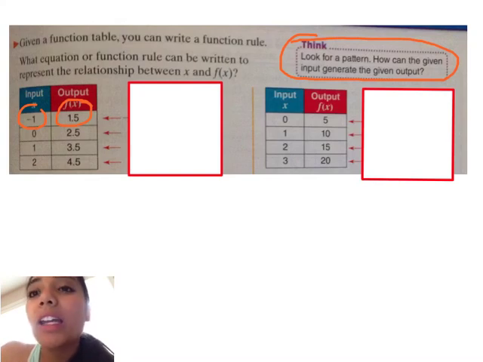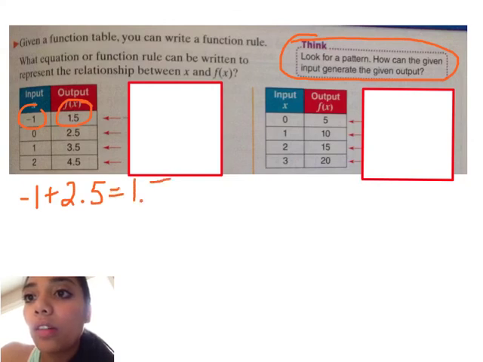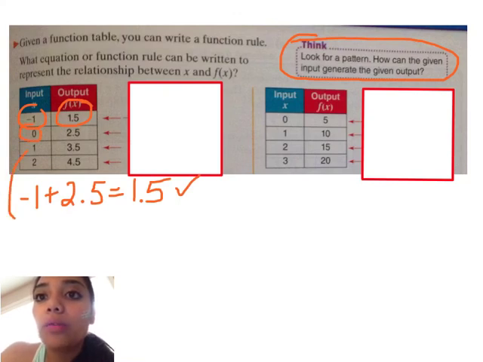I can add -1 plus 2.5 equals 1.5. Okay, so that works for the first one, so let's see if it works for the second one. That means I'll plug in 0, where this is 0 plus 2.5 equals 2.5. It works.